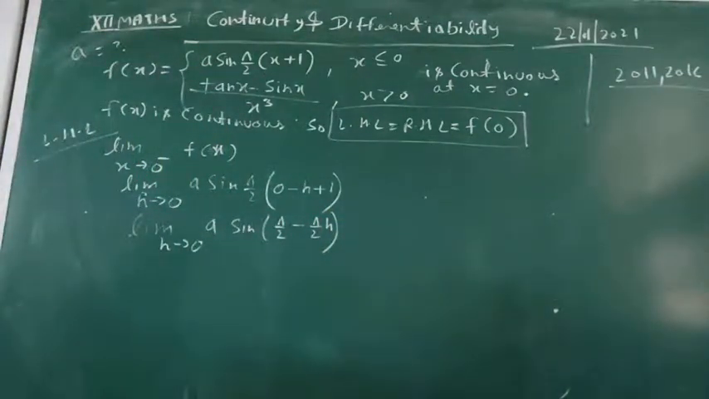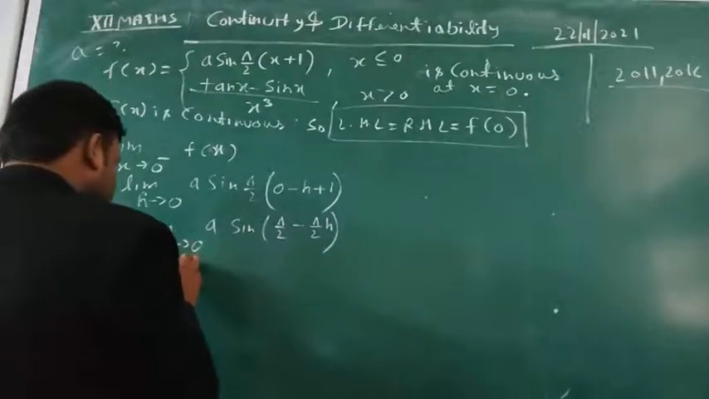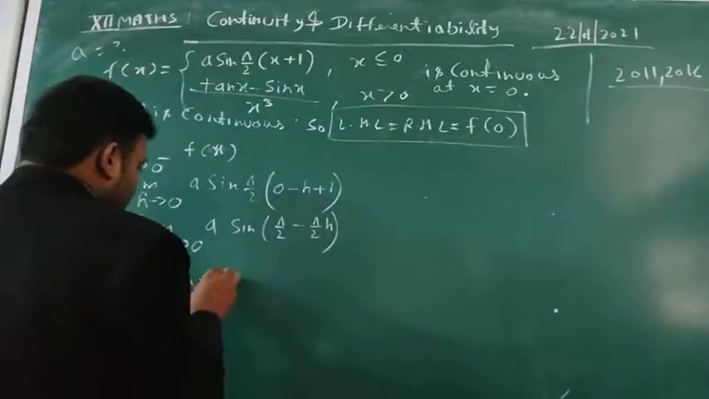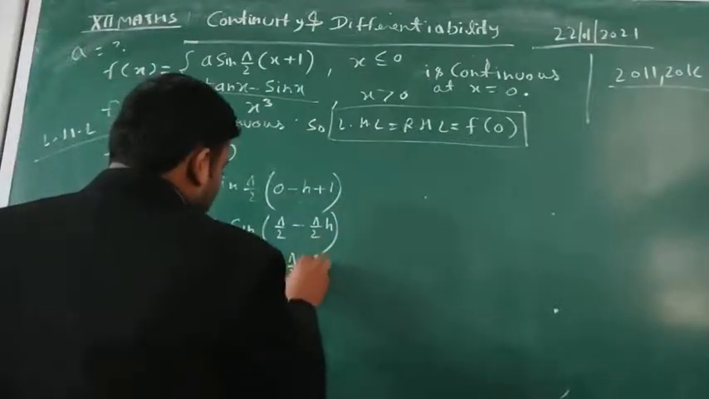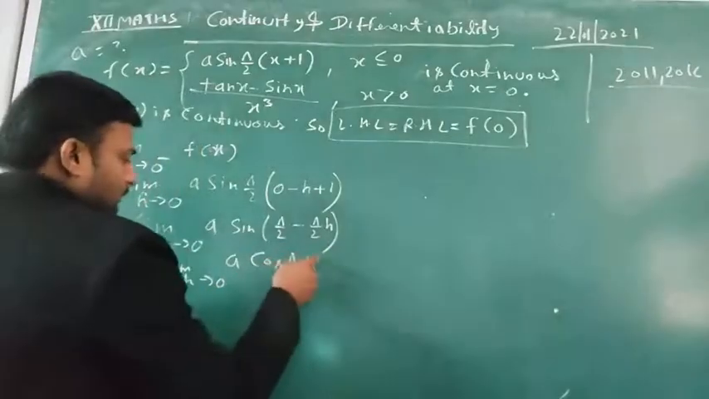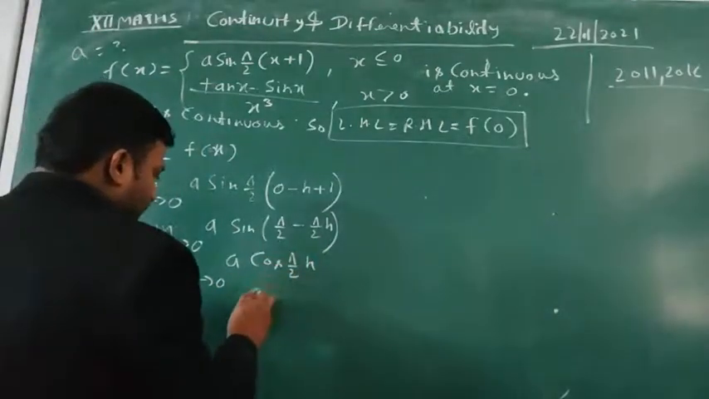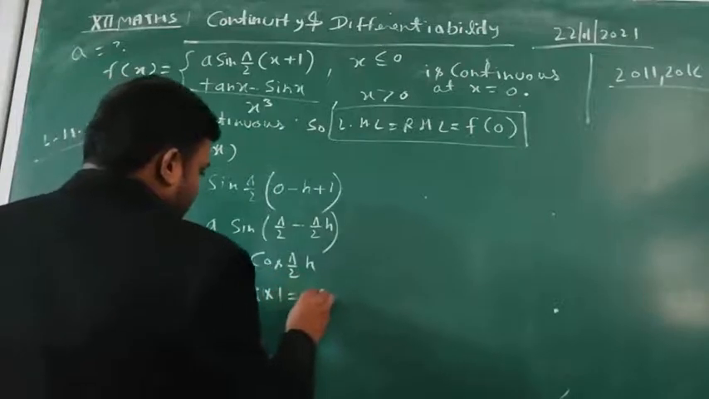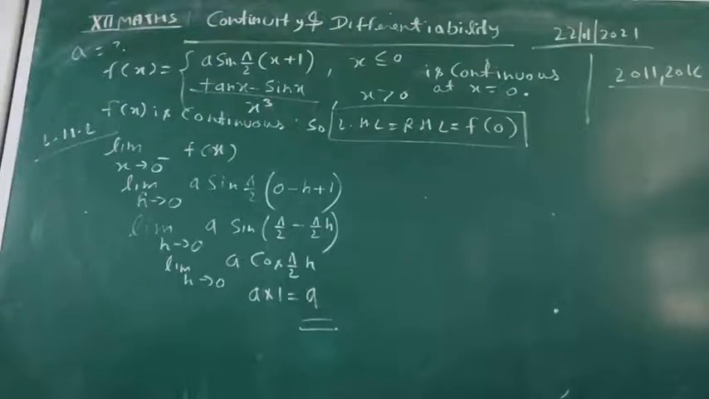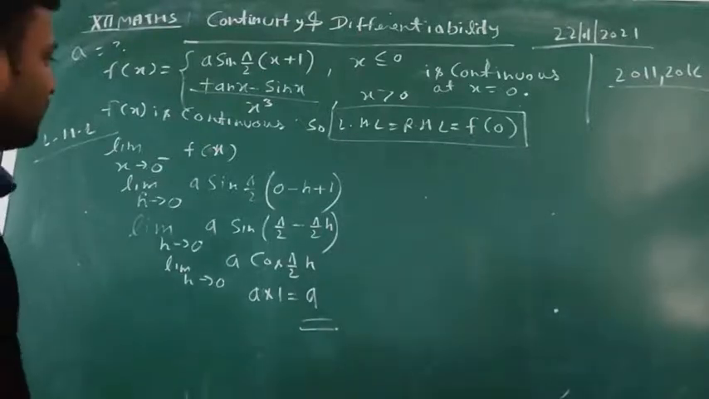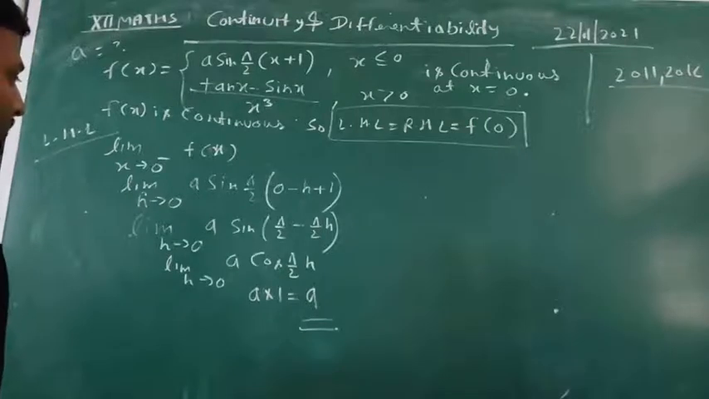So sin(90 minus theta) is cos theta, so it is cos(pi by 2 h). When we put the value of h as 0 here, this is cos 0, so a into 1, which is a. So our left hand side, we are getting from here, is equal to a. Okay, so our left hand side is a.